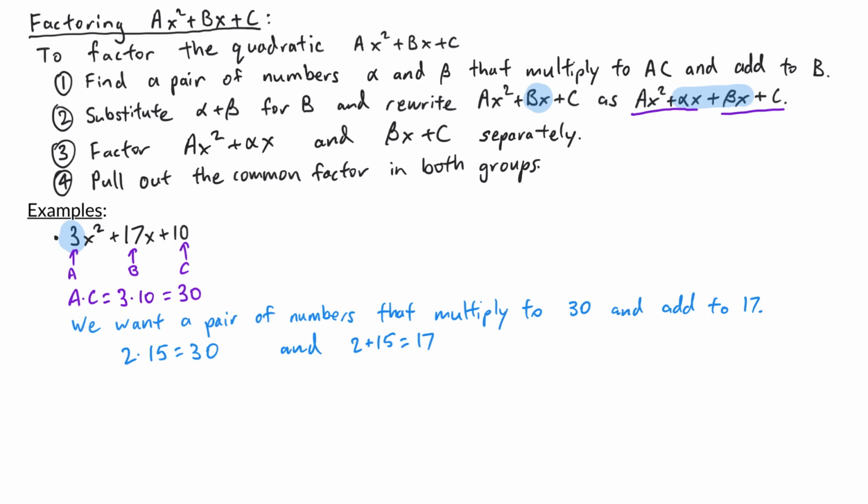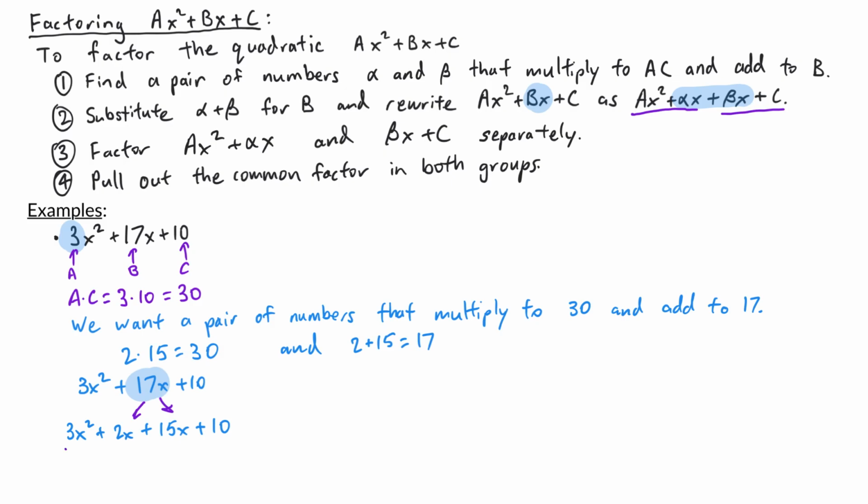In step 2, we want to take our polynomial ax squared plus bx plus c and rewrite it by replacing b with alpha plus beta. So we're going to take our polynomial 3x squared plus 17x plus 10 and rewrite this middle term. The 17 we're going to replace with 2 plus 15. So here 17x can be broken down into 2x plus 15x. So we have 3x squared plus 2x plus 15x plus 10.